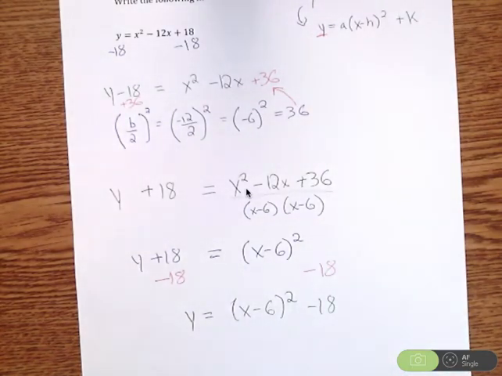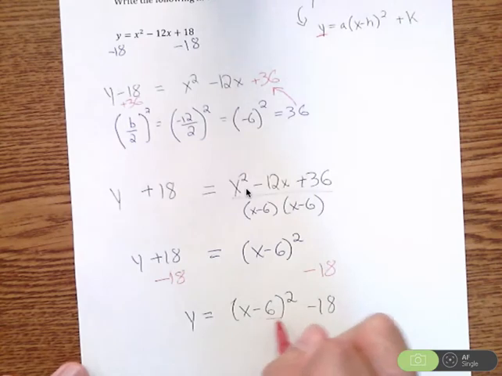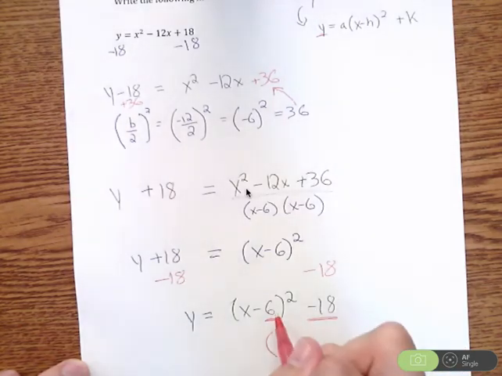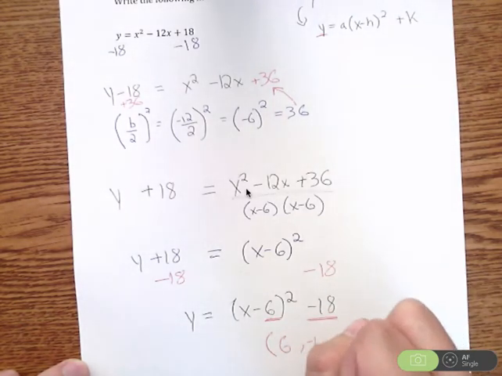If you want to take it a step further and ask what the vertex of this is, just remember the vertex is always h and k. So our vertex, if you wanted it, is going to be positive 6 and negative 18.